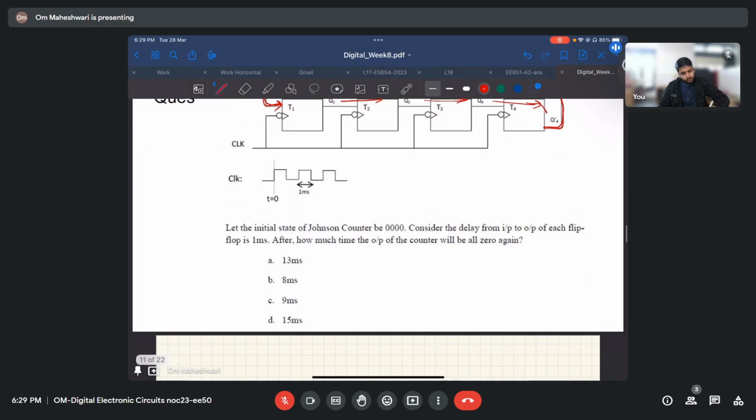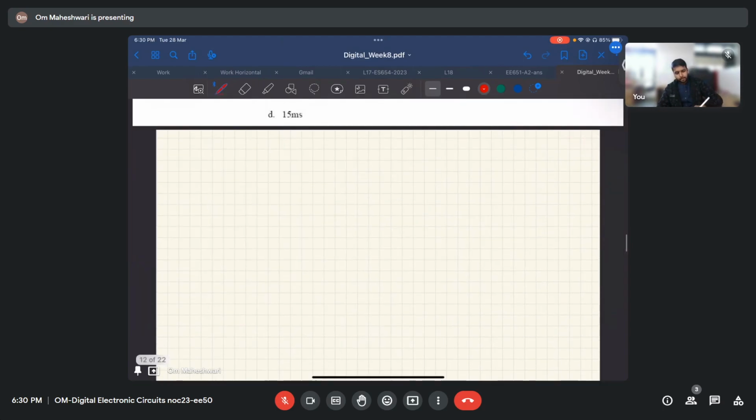Initially it is this. Consider the delay from input to output of a flip-flop is 1 millisecond. After how much time will the output be all zero again? So first for that we need to find out in how many cycles the output will be zero again, right? So Q1, Q2, Q3, Q4, initially all are 0, 0, 0 and 0. Q4 bar is 1.